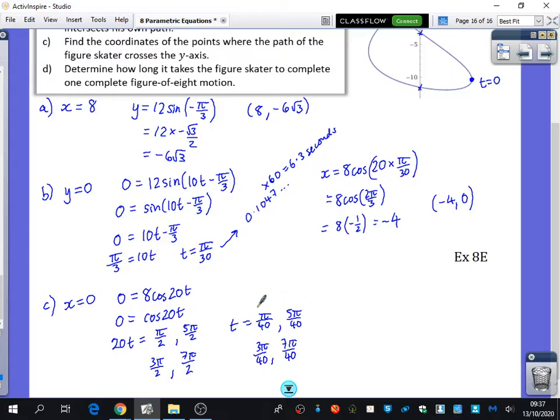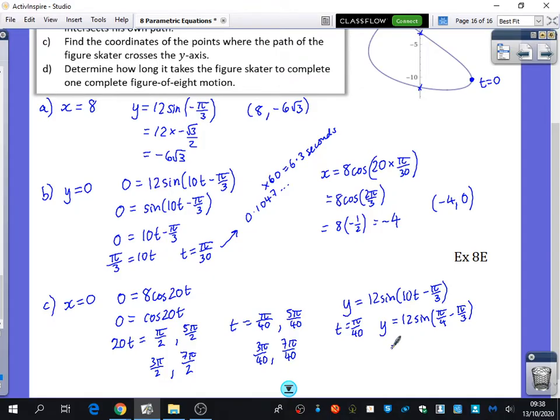So then I'm going to take these values, and what am I going to do with them? I'm going to plug it into the y one, and the y one is 12 sine of 10t minus pi over 3. And we're going to have to work that out for all of these coordinates that we've got here. So I'm going to start off with t being equal to pi over 40. So that will be 12 sine of 10 times pi over 40, which is just pi over 4 if you multiply that by 10. So that's pi over 4 minus pi over 3.